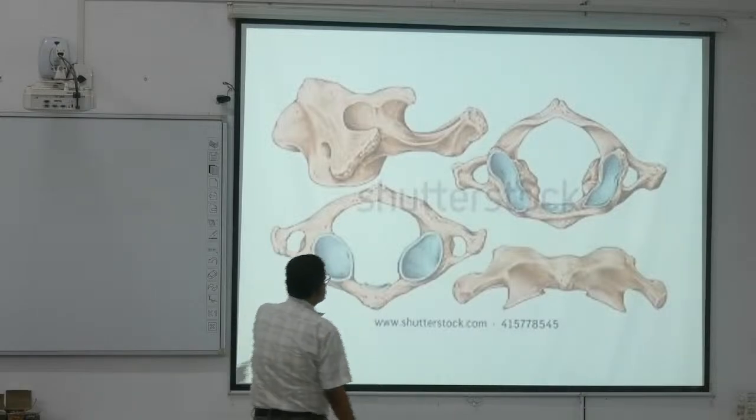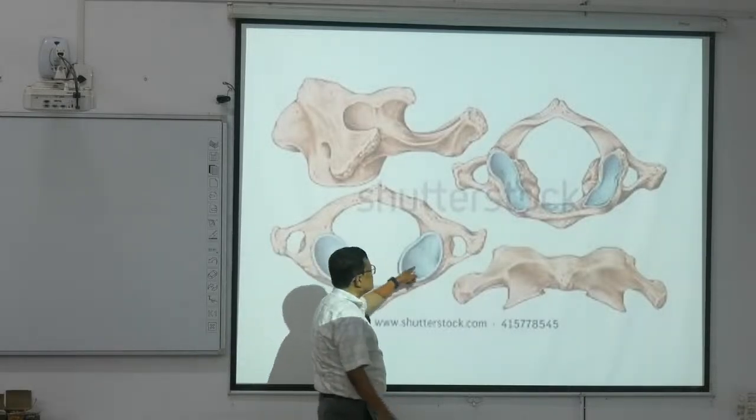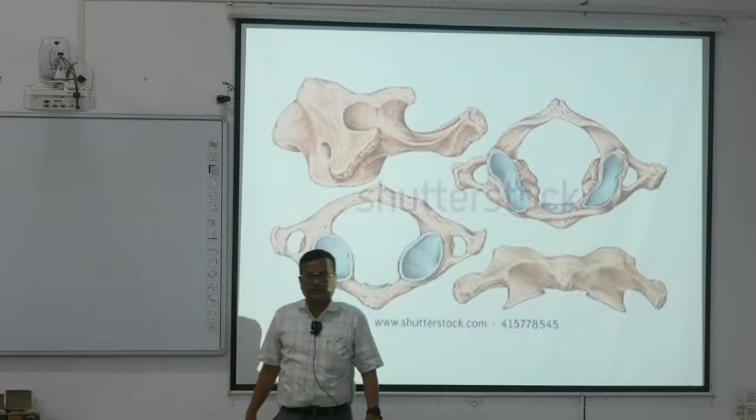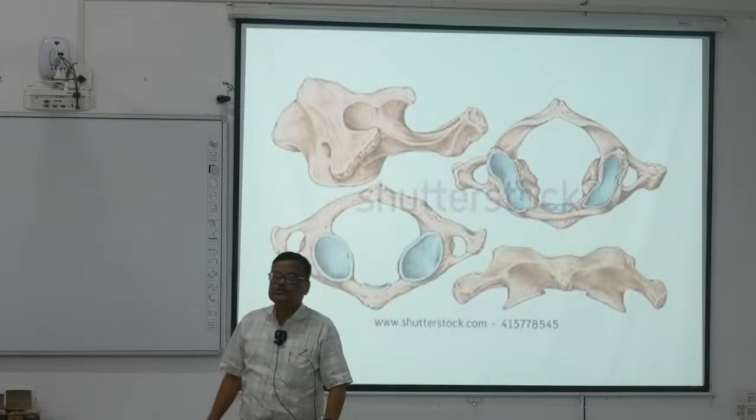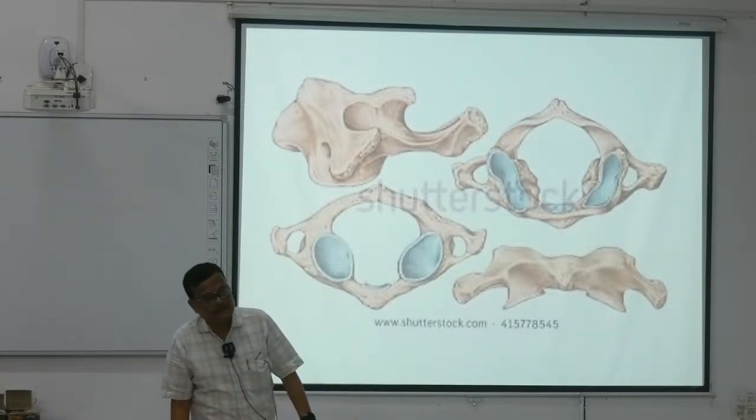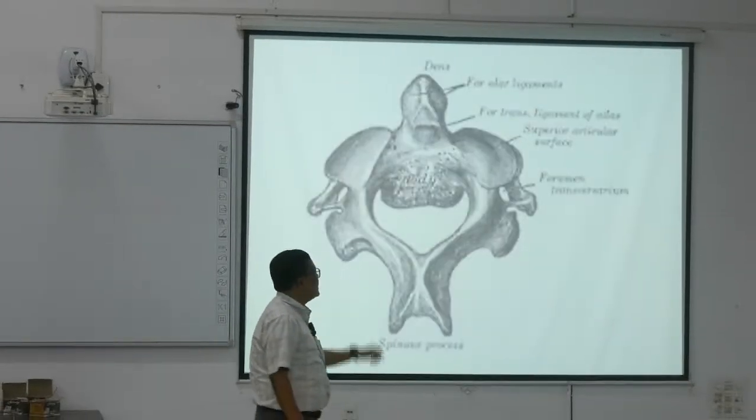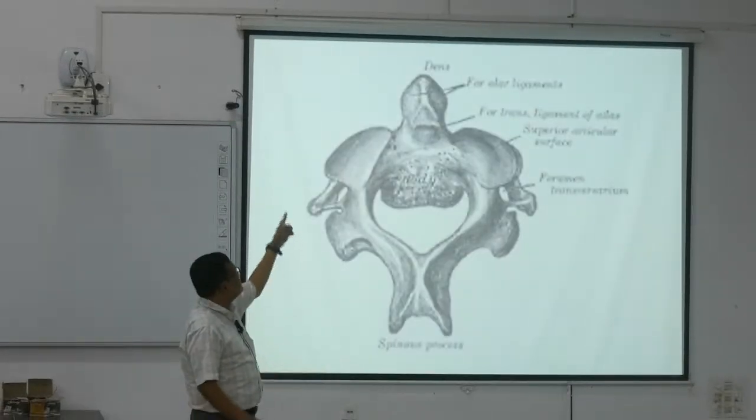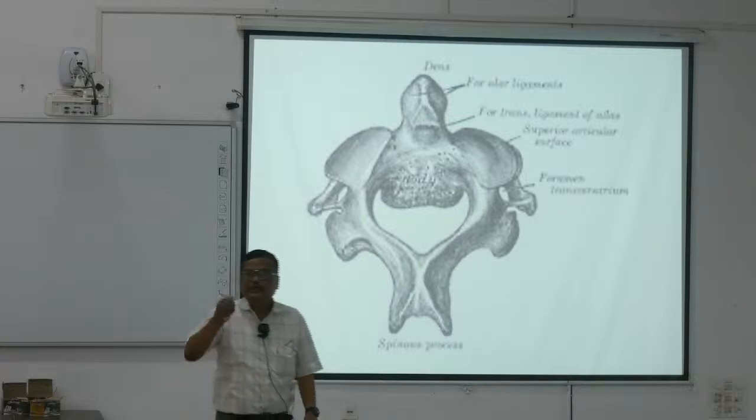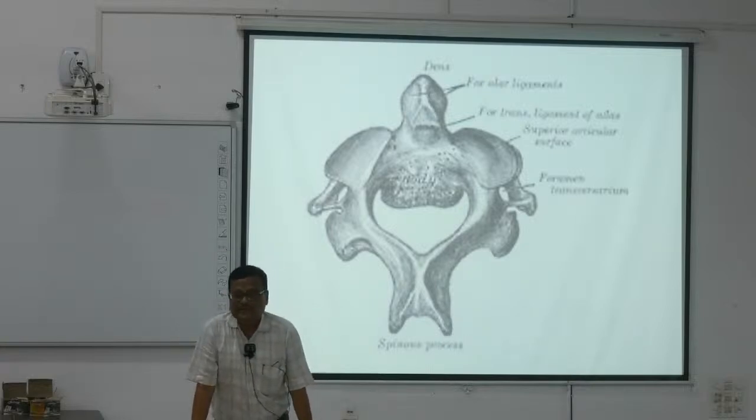And the superior articular surface and inferior articular surface, in the recent state, in living condition, are covered by hyaline cartilage. And this is the second cervical vertebra, and the projection, which you already know, is like a tooth-like projection, we call dens.